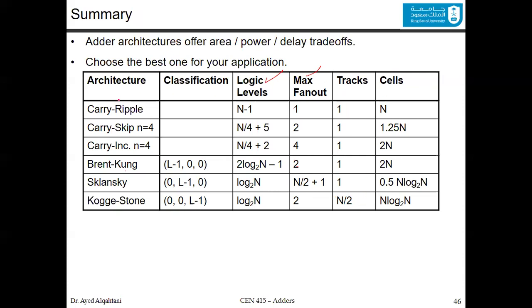In number of cells, if you look inside the PG diagram, the cells in the carry ripple adder are the lowest, which is n. The carry skip is 1.25n, and the carry increment and Brent Kung are both 2n. Sklansky is 0.5 n log2 n, and the Kogge Stone is actually n log2 n. This is the summary of what we have discussed in the adder.